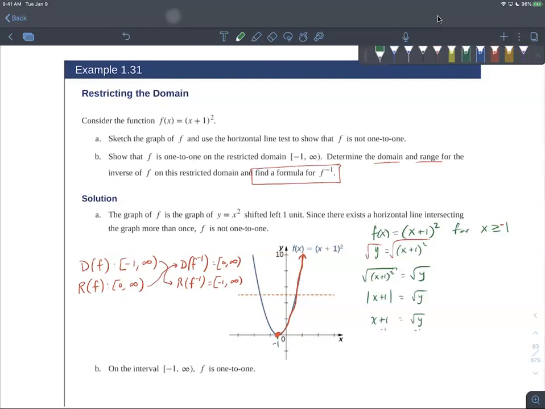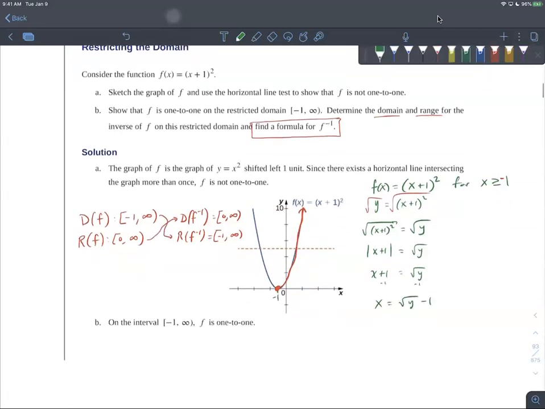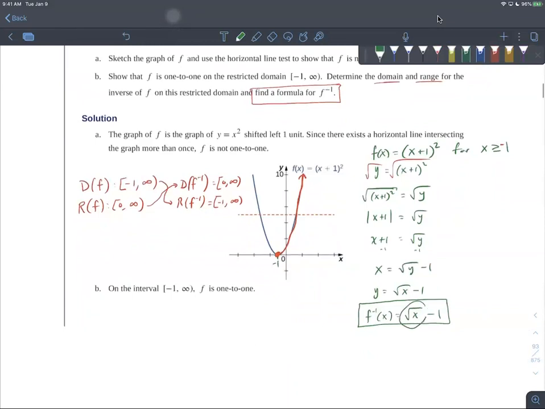Then we subtract 1 on both sides, and we have x is equal to the square root of y minus 1. Switching x and y, we have y equals the square root of x minus 1. And so f inverse of x is equal to the square root of x minus 1. If you're familiar with your pre-calculus, this is fairly easy to graph. This is just the square root of x function shifted down 1 unit, and so that's going to be roughly something like this.